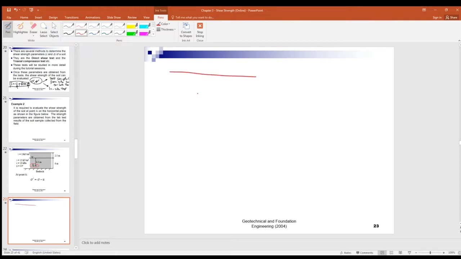So you got, right, that's the ground surface. And then that is the groundwater table. And you have the bedrock here. And then you want to know the point A here.